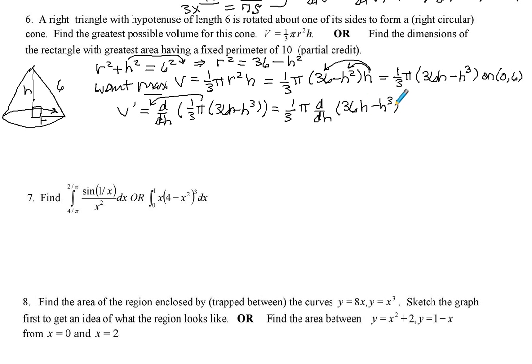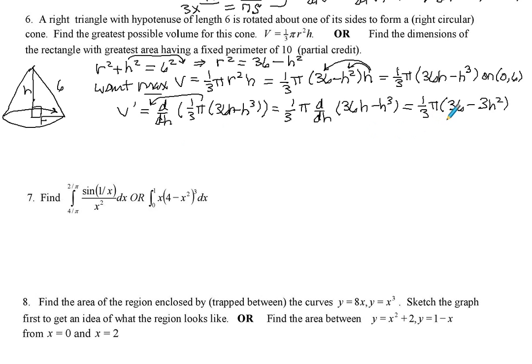And if you don't like h, you can use x in there, that's fine, and this will be a derivative with x. So we've got 1/3 pi out in front. The derivative of 36h is going to be 36, and then the derivative of h cubed is 3h squared.